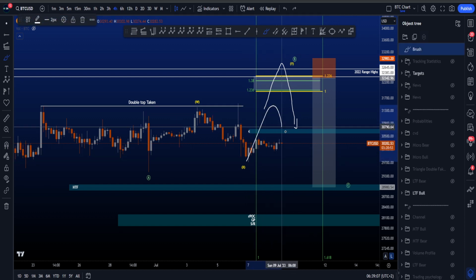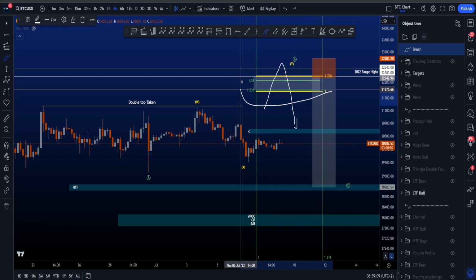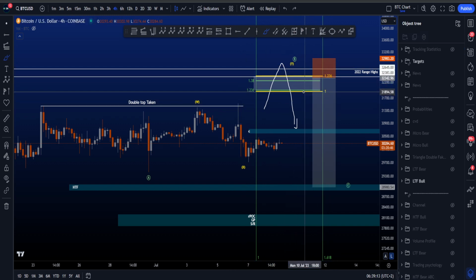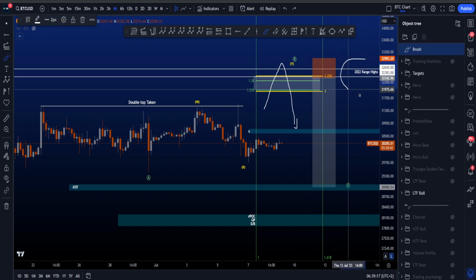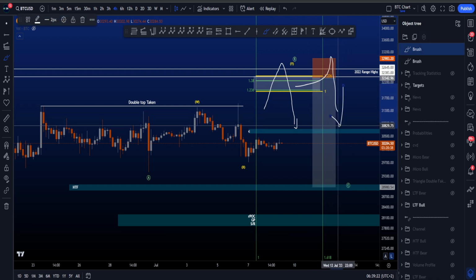This wave Y then has to be a three-wave structure to the upside, with the most common target area of B and Y being intertwined between 31.9k and 32.4k, which is very close to the 2022 range highs, so there may be a liquidity grab and then a move towards the downside.